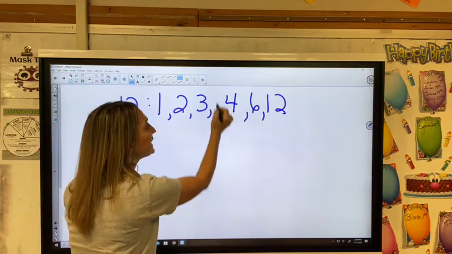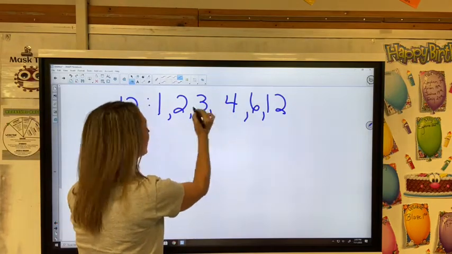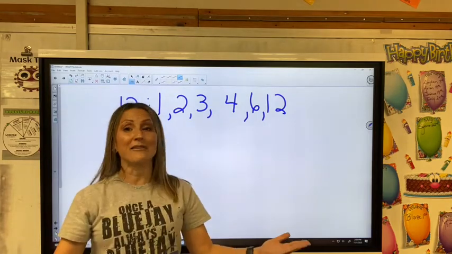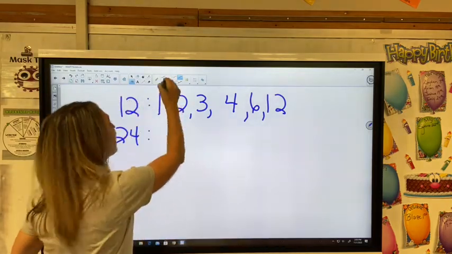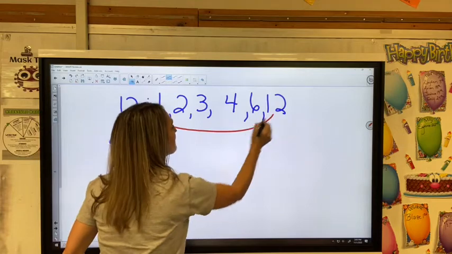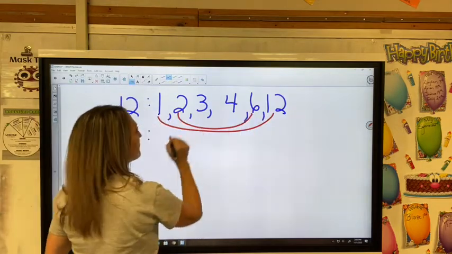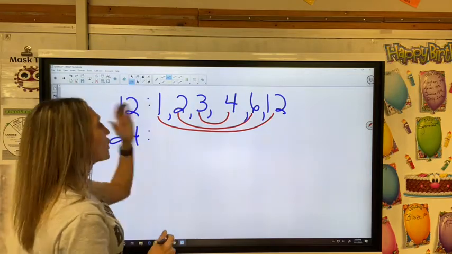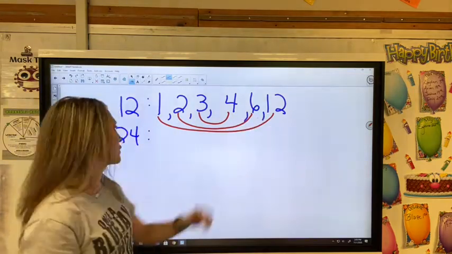And then you look to see if there's any numbers left in between here. And there are no numbers left between 3 and 4. So you must have all the factors of 12 down. And I tell kids, kind of look at it like a rainbow. They partner up, they partner up, they partner up. Everything's covered, 6th graders. So we must have all the factors of 12.